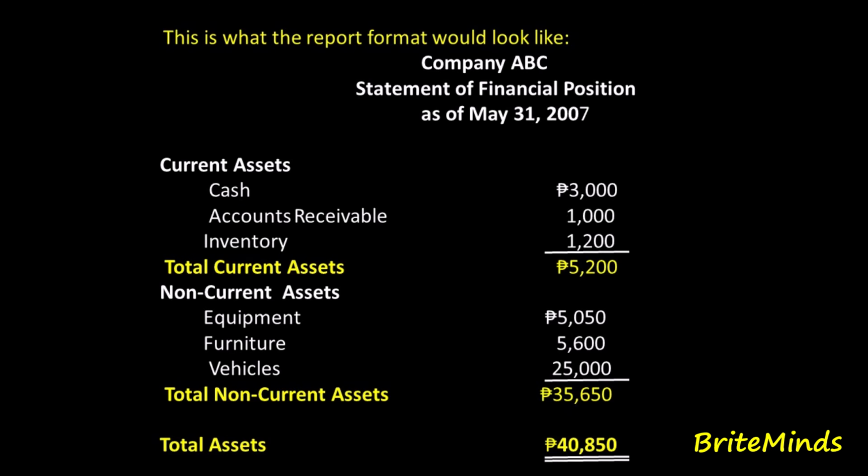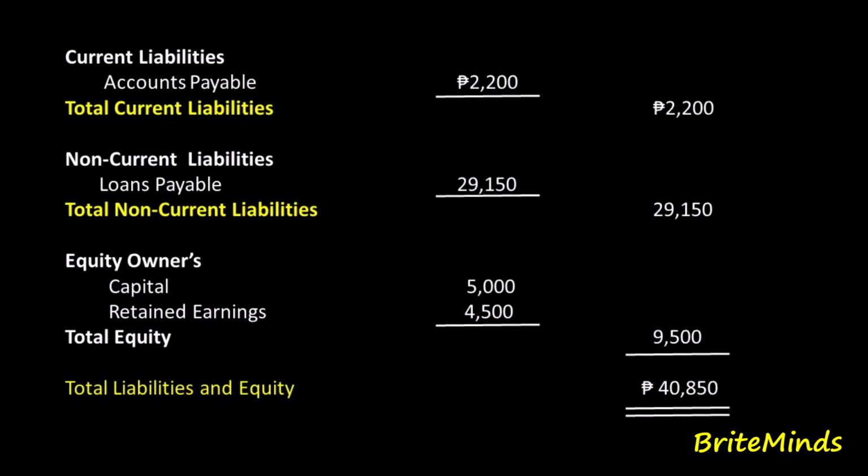So we can see that the statement of financial position is balanced. The total assets amounted to 40,850 pesos, and the total liabilities and equity amounted to 40,850 pesos. And that's it.